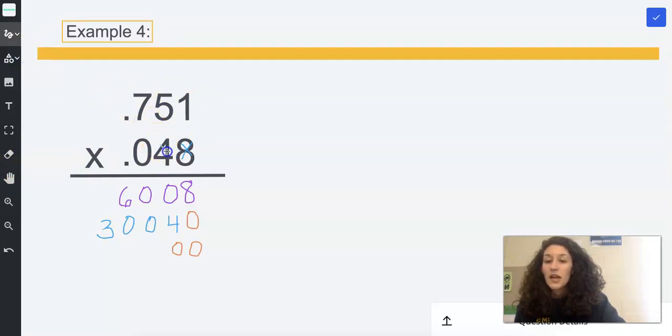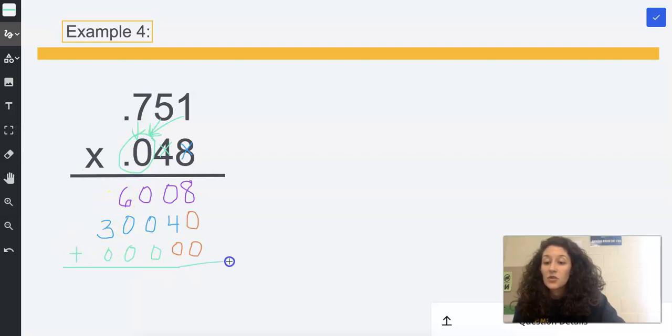I'm finished multiplying by the 4, and now I'm going to be multiplying by 0. So I start by multiplying the 1 by 0 and I get 0. Then I multiply the 5 by 0 and get 0. And then I multiply the 7 times 0 and I get 0.